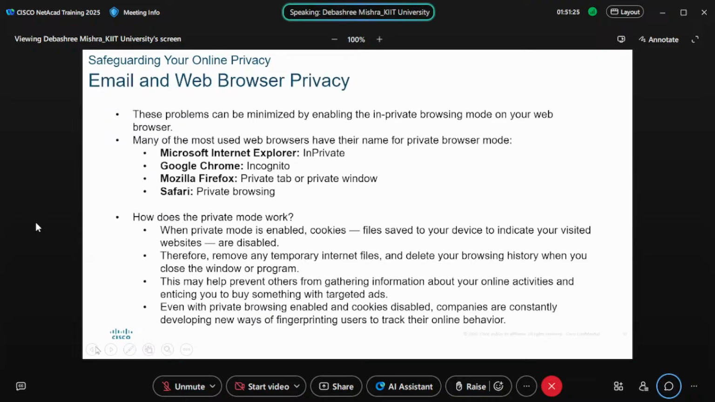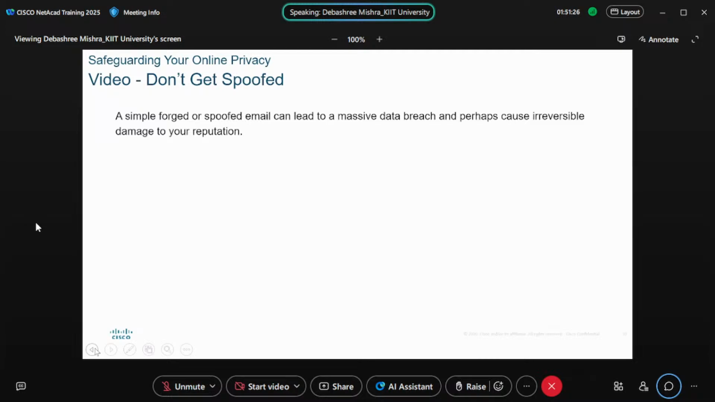Now next is, don't get spoofed. This is basically a simple forged or spoofed email that leads to a massive data breach, and that can cause irreparable damage to your reputation, like your data or the video that you have created. The content or some editing might be done which misleads the original information into some other defaming information. In that case, definitely you will lose your reputation, and similarly the reputation of the organization where you are working will also be sacrificed.